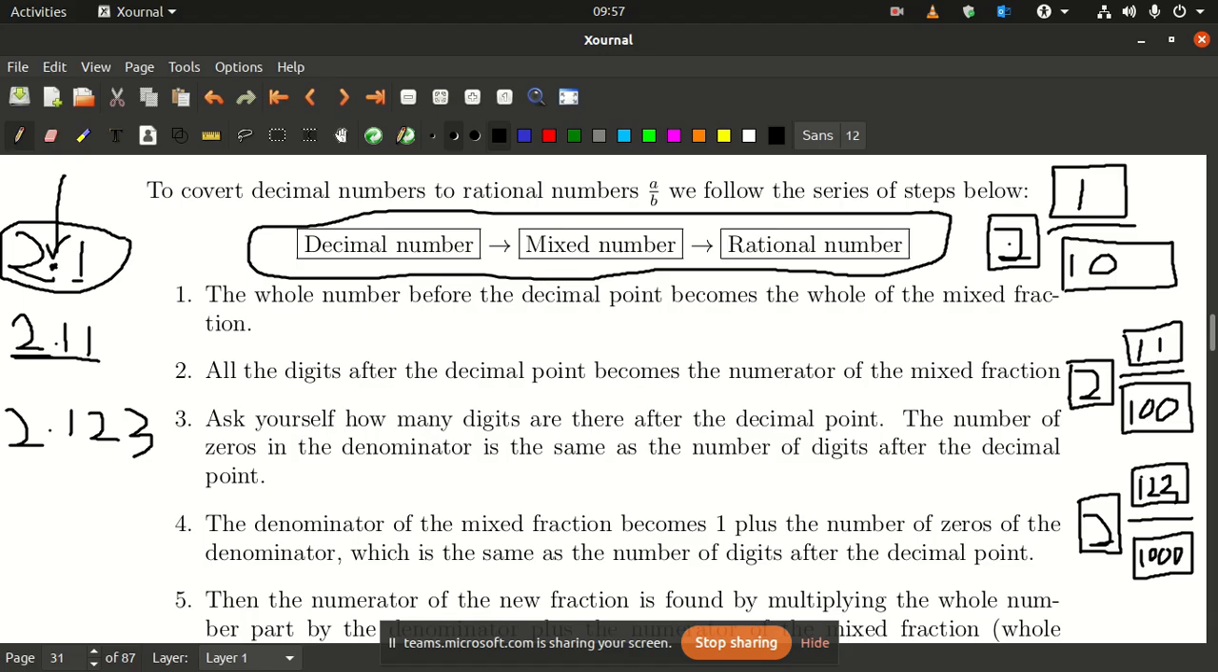If you look at this one here, how many numbers are after the decimal point? The decimal point is this dot here. How many numbers after this? 2. So we are going to have 2 zeros in the denominator. You get it? We only focus on the numbers after the decimal point, not the ones before.